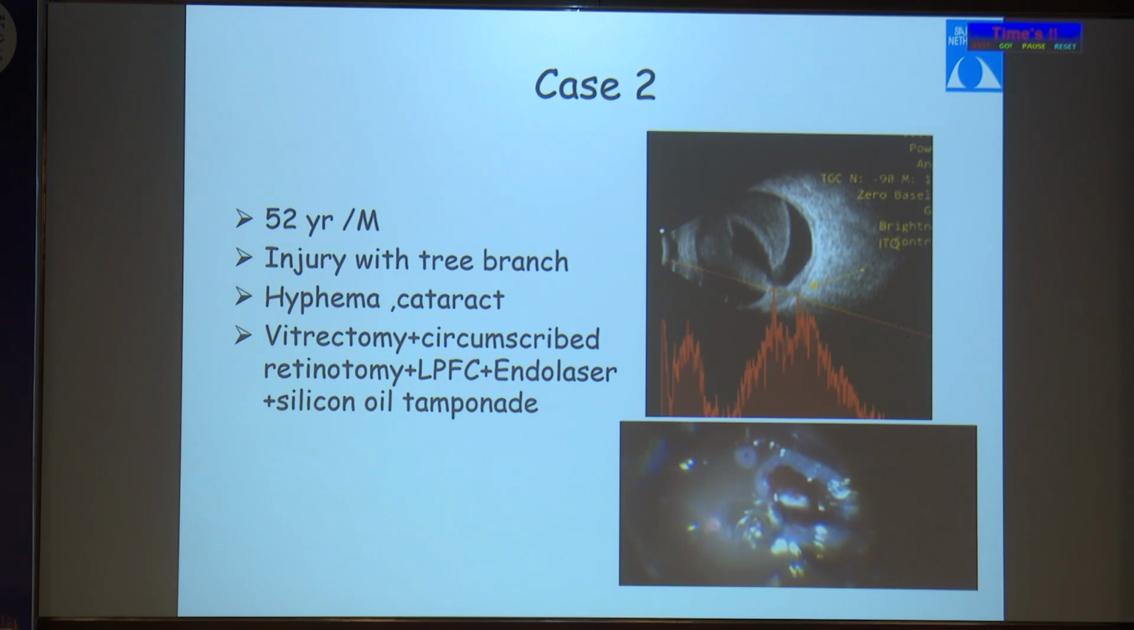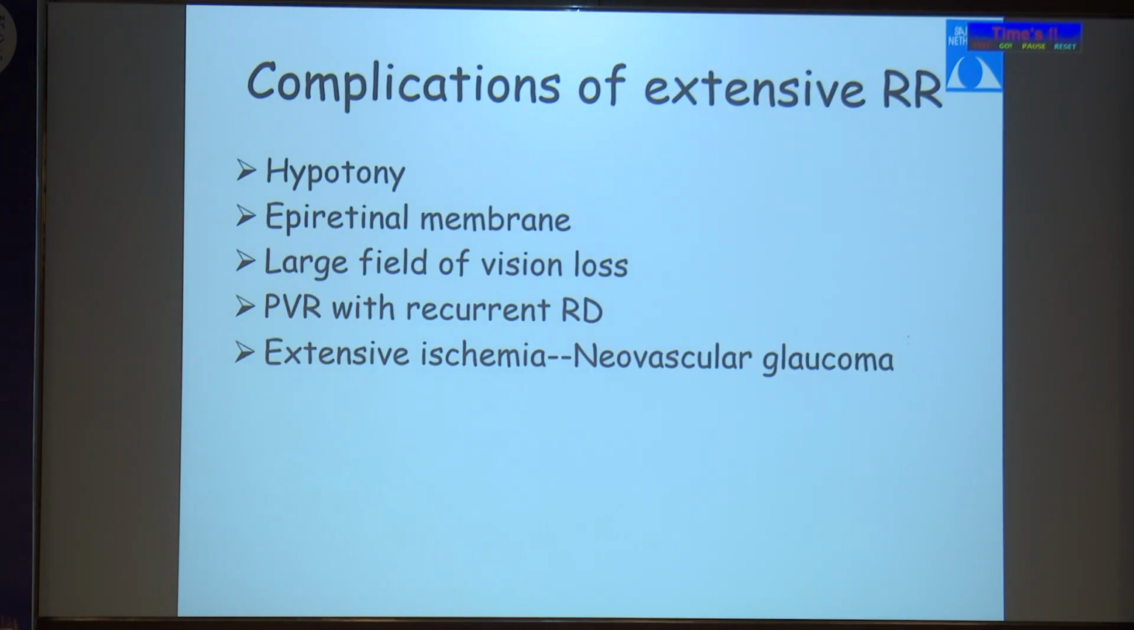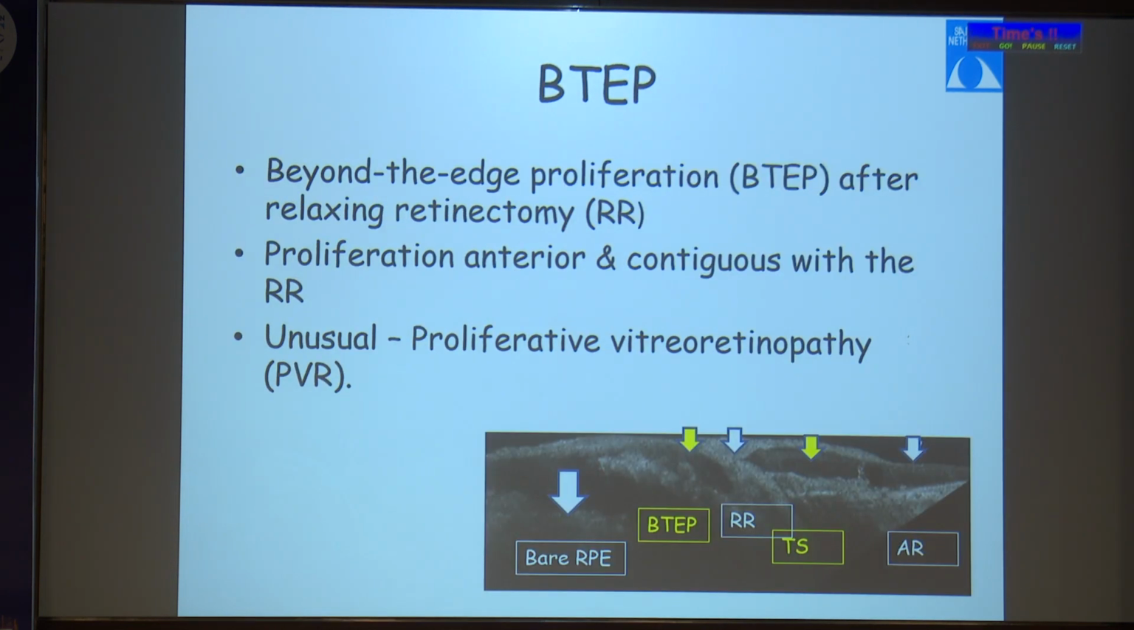So that's what we have done. Now what are the complications of an extensive relaxing retinotomy? Hypotony, epiretinal membrane, large field loss, a PVR with recurrent retinal detachment, extensive ischemia leading on to neovascular glaucoma. So now coming on to what is new then in these things.